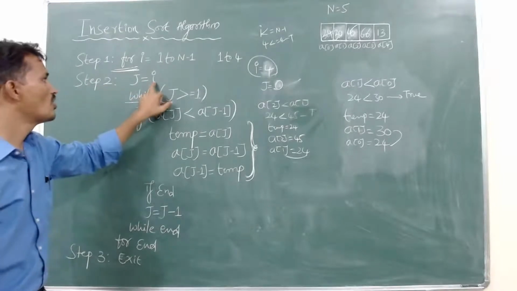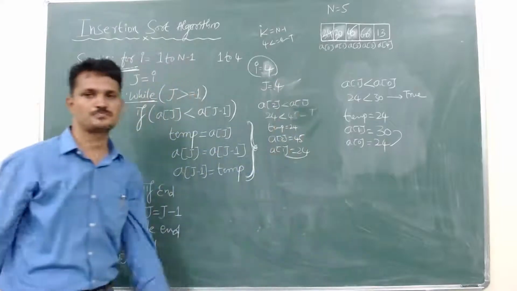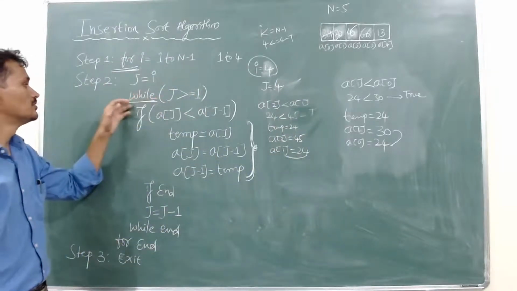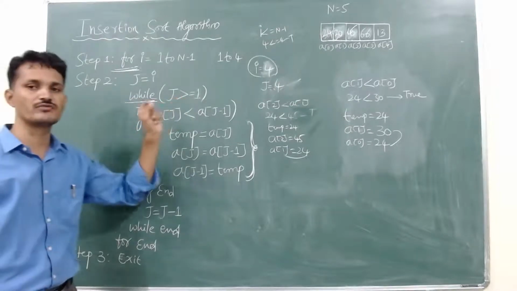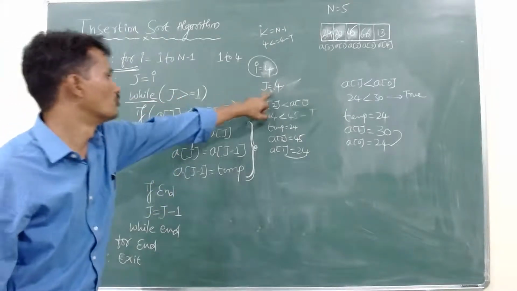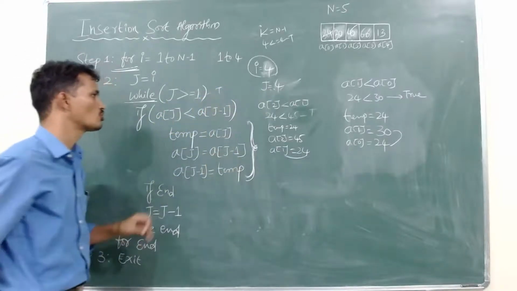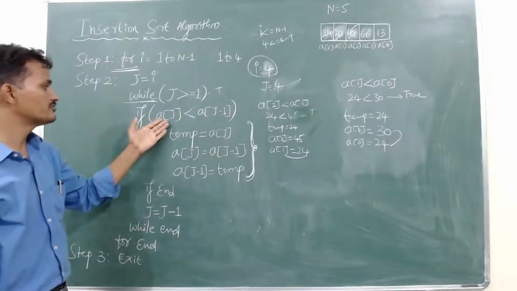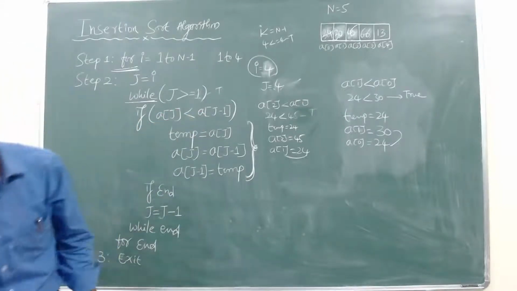j is equal to i. What is the value of i? 4. 4 means again it checks the condition in step 2 itself, while j is greater than or equal to 1. What is the value of j? 4. 4 is greater than or equal to 1. Yes, it is true. Condition true. Condition true means if a of j is less than a of j minus 1.